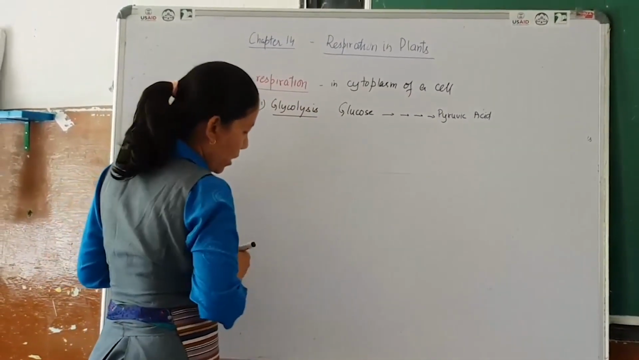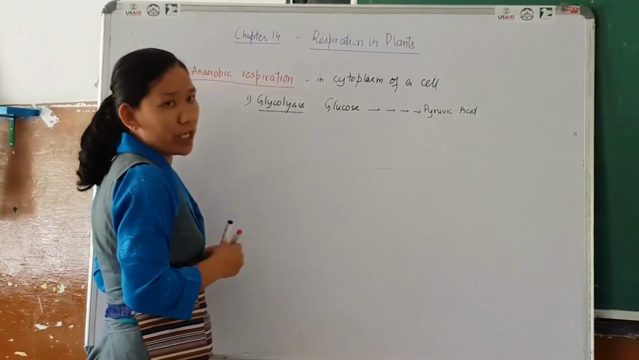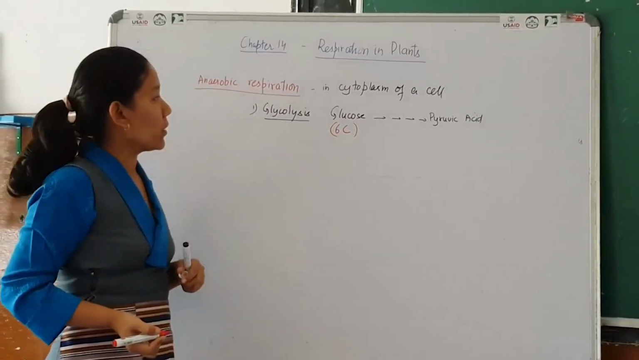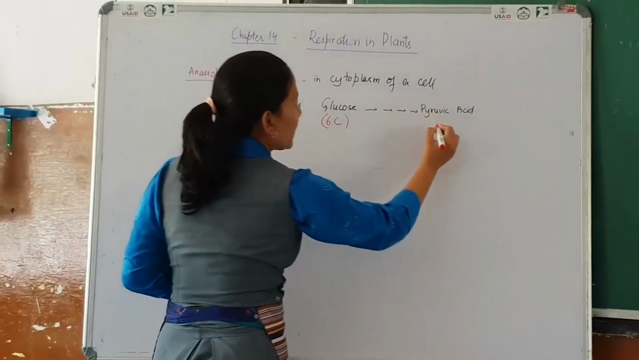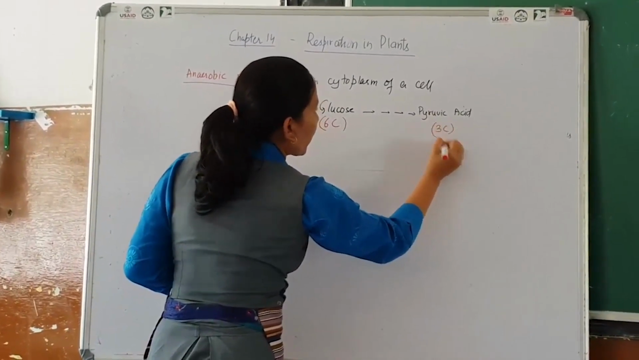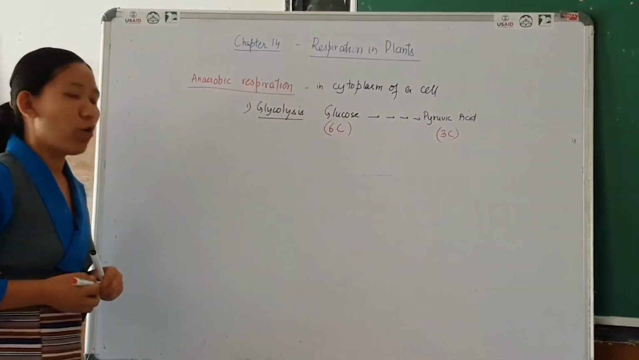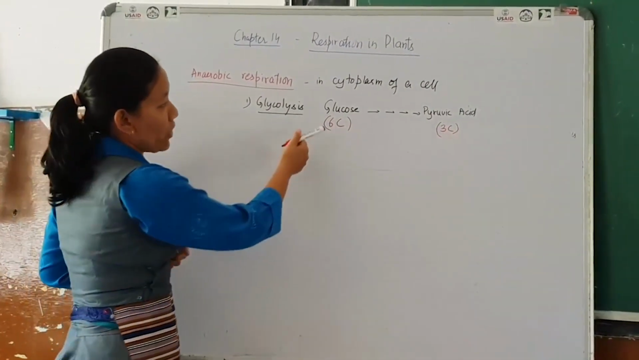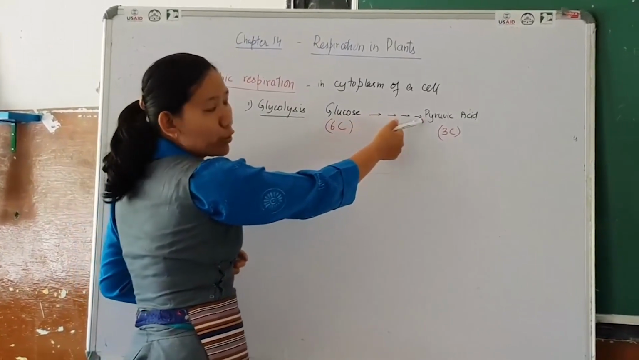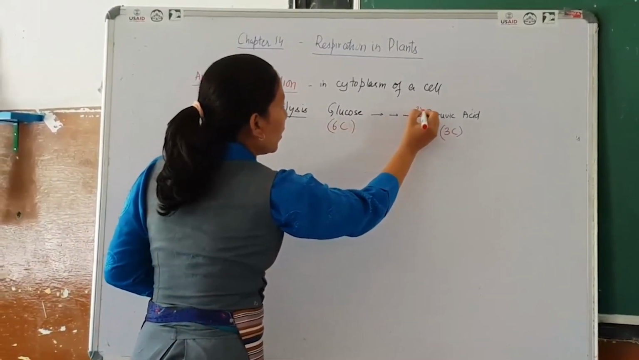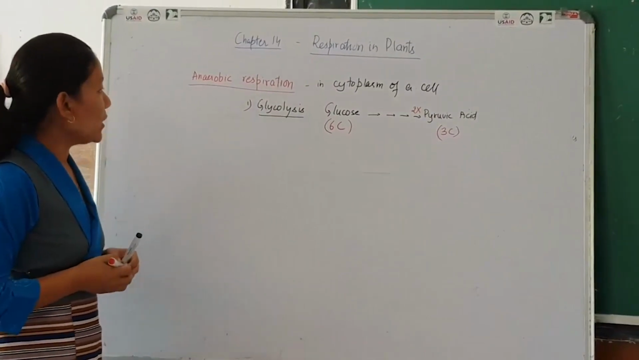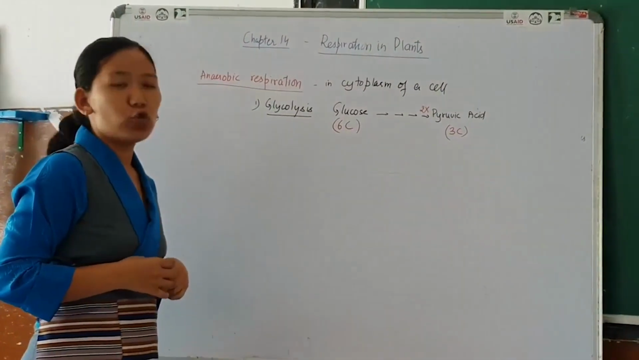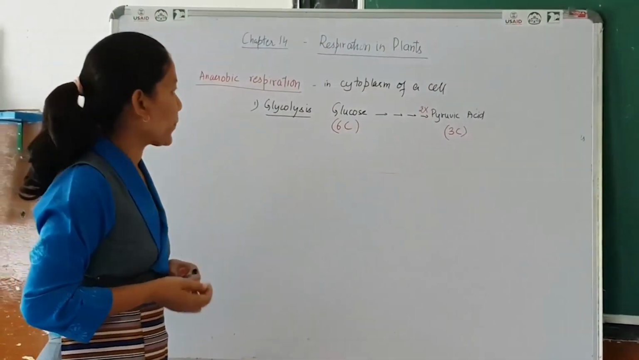If you count the number of carbons, glucose is a 6 carbon compound, finally breaking down into pyruvic acid, which is a 3 carbon compound. So it clearly shows that when glucose is broken down, we get 2 molecules of pyruvic acid. So glycolysis starts with glucose and the products are 2 molecules of pyruvic acid.